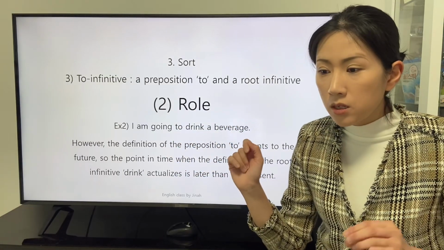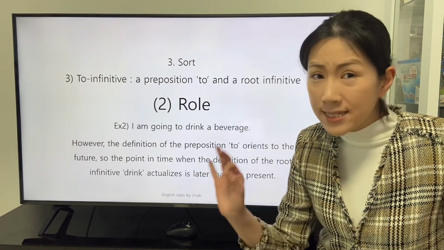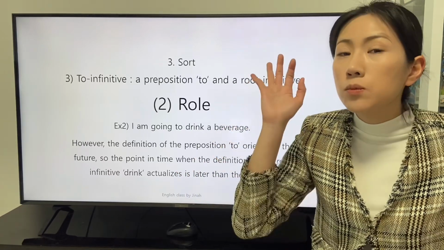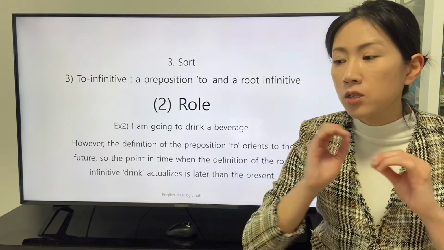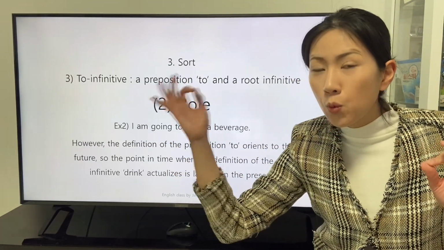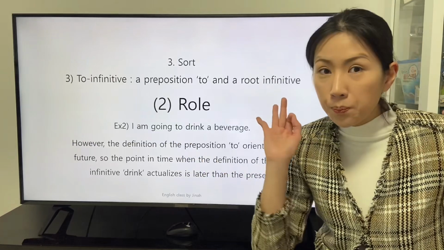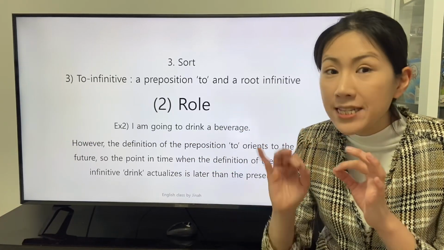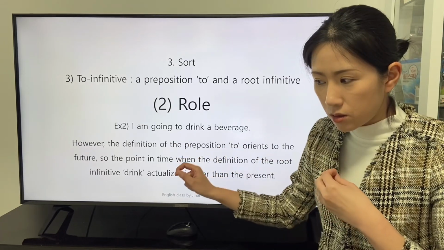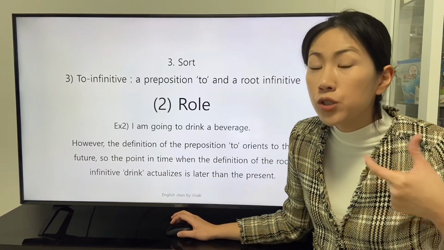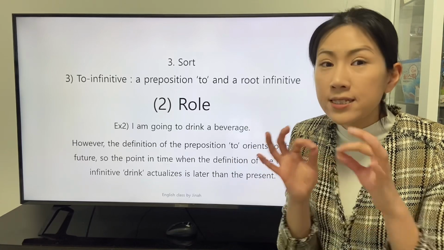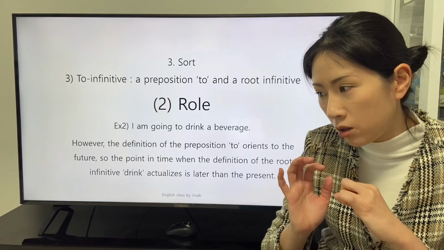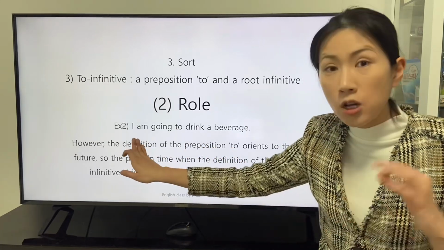But let's consider the definition of the preposition to. The preposition does not signify the tense with the role, but the definition of the preposition to is defined to signify the purpose of the subject.